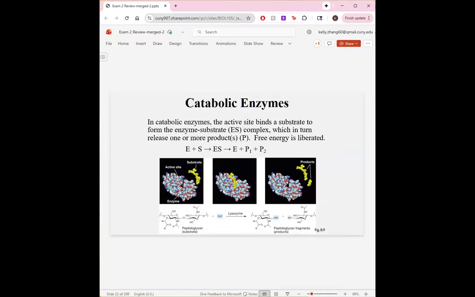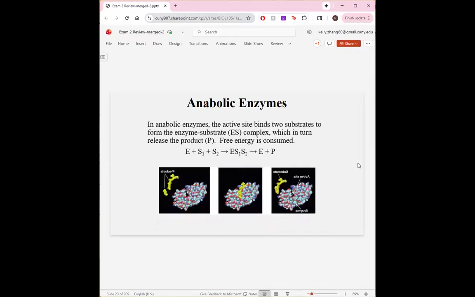The enzyme substrate complex generates the product P and free enzyme E. So if you see here, the equation would be E plus S, so enzyme plus substrate forms ES, the enzyme substrate complex, and it produces the products, so P1, P2, and the enzyme itself, which again is not used up in the reaction. So anabolic enzymes.